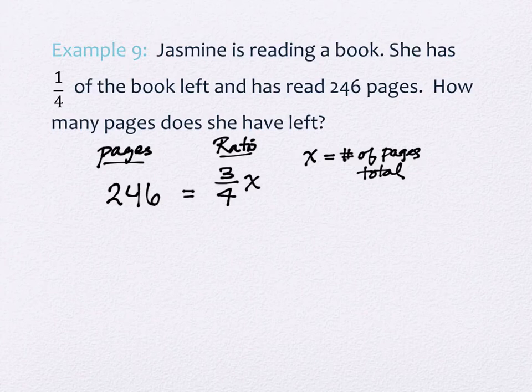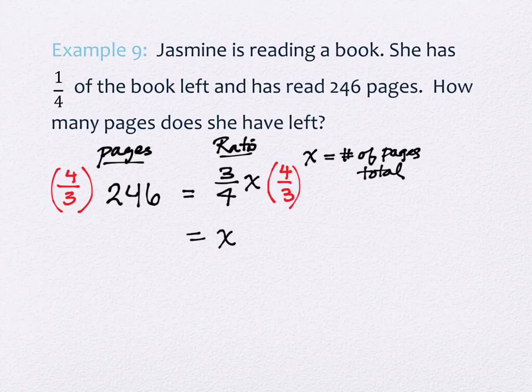How do I isolate or get the X to be alone? You got it. I need that 3/4 to be eliminated, so I can multiply by the reciprocal to do that. 4/3, the multiplicative inverse. So on the right-hand side, I'm left with X. And on the left-hand side, you're welcome to grab a calculator if you would like. We need 246 times 4/3.